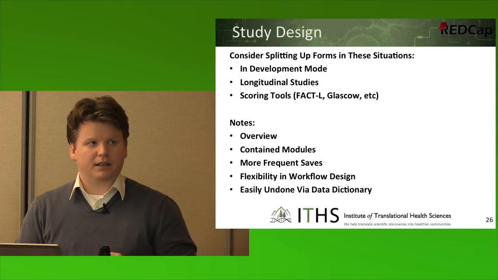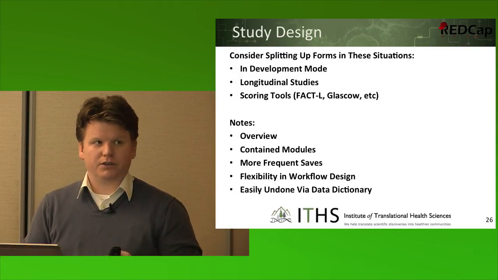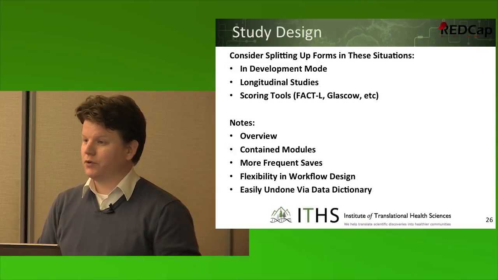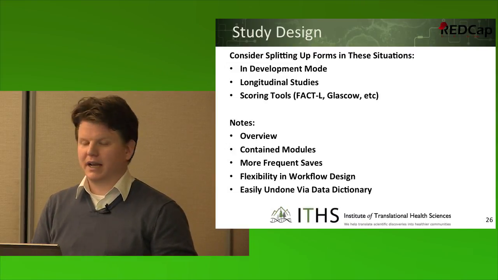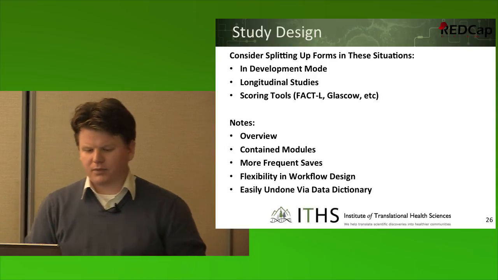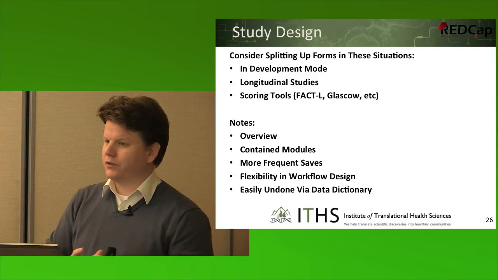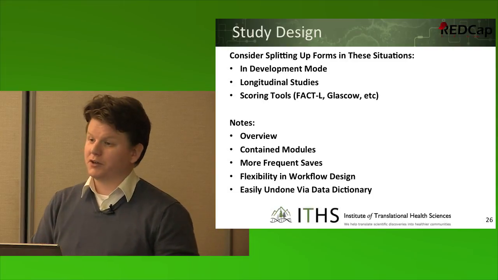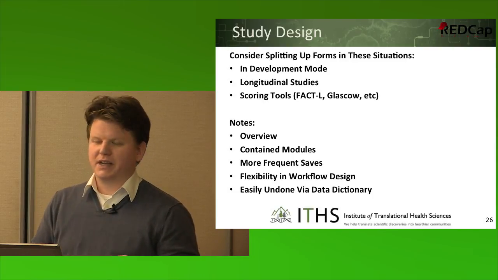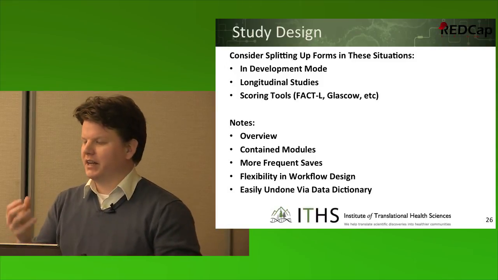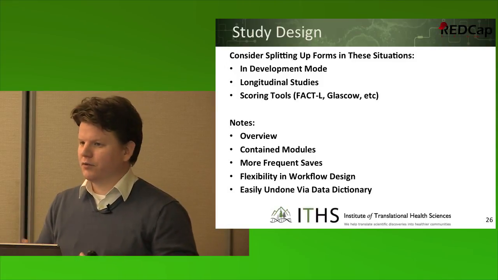Some notes on that: do contain the overview. You can also go overboard with the number of different forms. If you have 200 different forms, it kind of gets complex. And try to build forms around contained modules. So if you're collecting clinical measurements, BP, height, weight, that kind of stuff, put that in one form, but don't add medications to it. Make that another form.